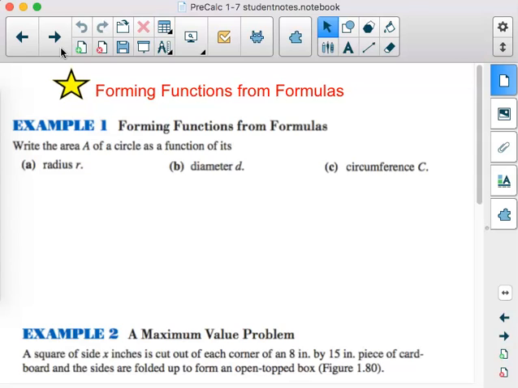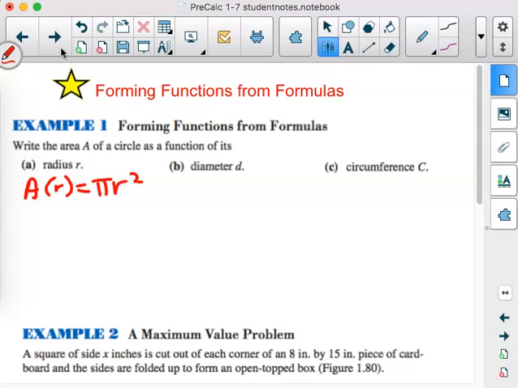And it says, write the area A of a circle as a function of its radius. And I realized, well, that's already what we do because the area would be pi r squared. Now, how we let people know that this is area in terms of the radius is with our function notation right here. Area in terms of the radius.